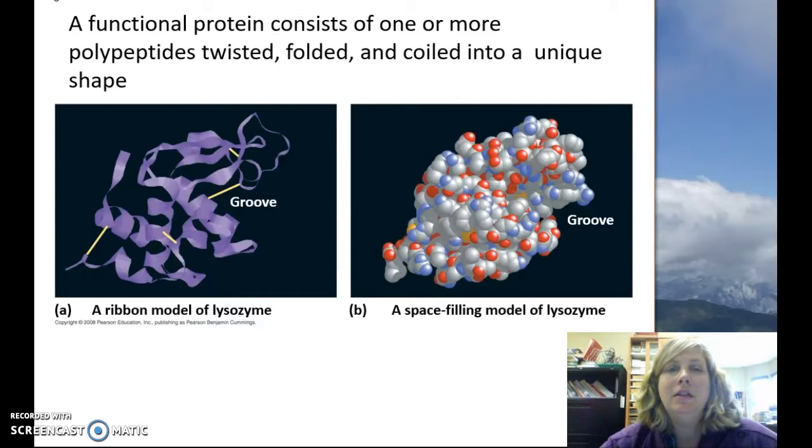Okay, a functional protein consists of one or more polypeptides twisted, folded, and coiled into a unique shape. So here are two examples or diagrams of what they look like. So instead of a single long chain, they're coiled and formed into some three-dimensional shape. So you can see a ribbon model of lysozyme and a space-filling model of lysozyme. Lysozyme, you may not know, is actually a material that's found in your tears, and it helps to reduce the amount of infections that your eyes get. So it actually has a job in killing microorganisms that might enter into your eyes.